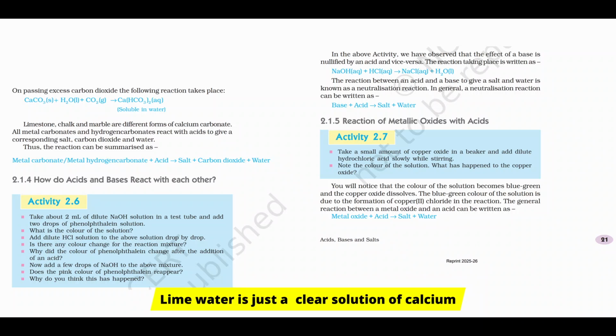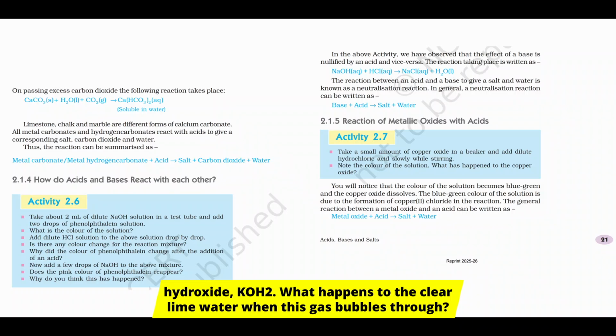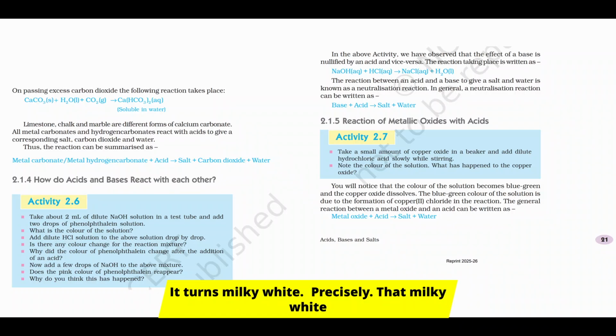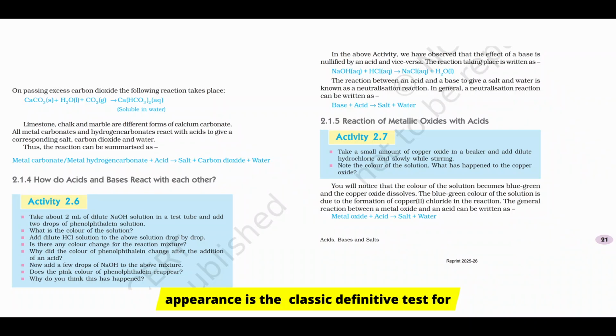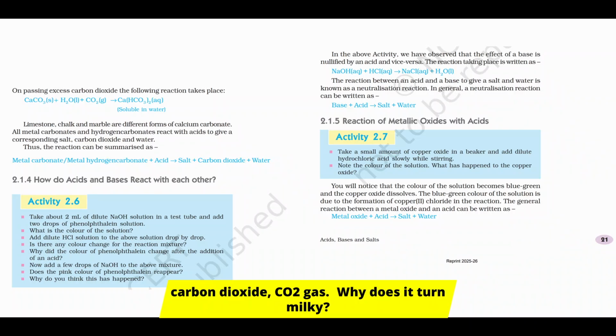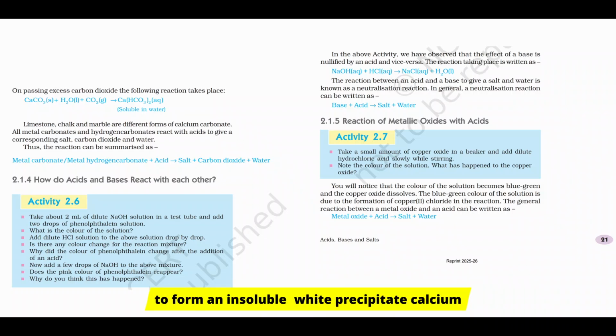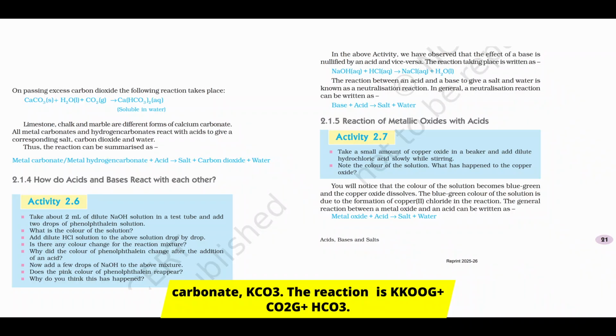Lime water is just a clear solution of calcium hydroxide, Ca(OH)2. What happens to the clear lime water when this gas bubbles through? It turns milky white. Precisely. That milky white appearance is the classic definitive test for carbon dioxide, CO2 gas. Why does it turn milky? Because the CO2 reacts with the calcium hydroxide to form an insoluble white precipitate, calcium carbonate, CaCO3. The reaction is Ca(OH)2(aq) plus CO2(g) gives CaCO3(s) plus H2O. That solid CaCO3 makes the solution look milky or cloudy.